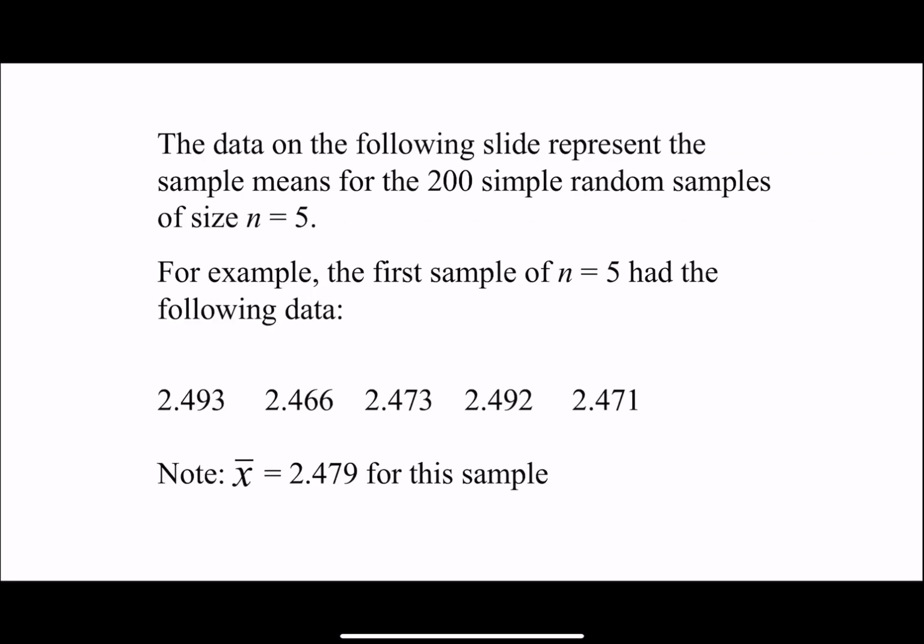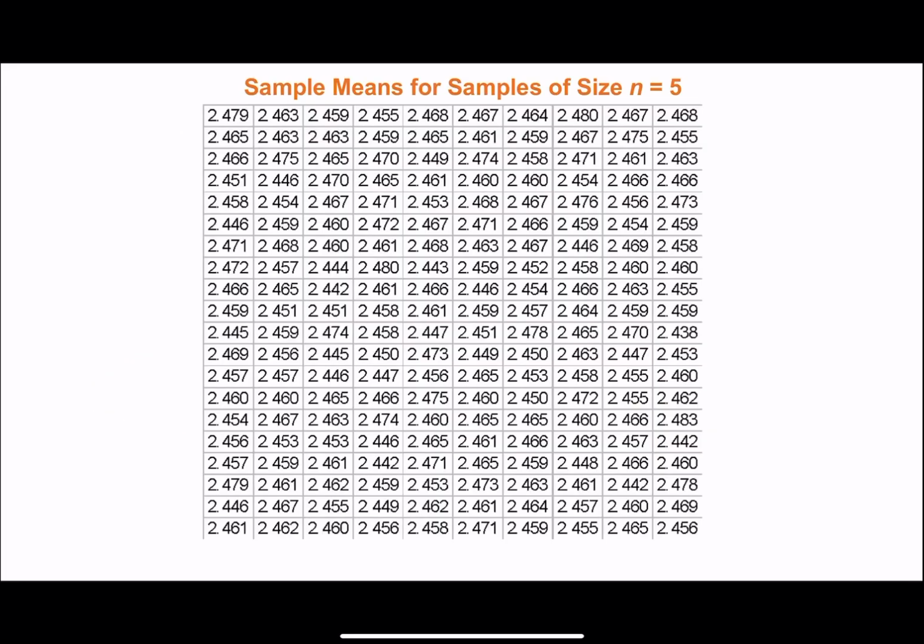So the data on the following slide is going to be those 200 simple random samples of size 5. So there would be the means of all of those 200 samples that we grabbed 5 pennies. So this right here, this would be 5 pennies that we grabbed, and here we took the mean of those, and here we took the mean of 200 different samples of 5. So notice how all these means are fairly close. It's because it's the means, it's not the actual weights.